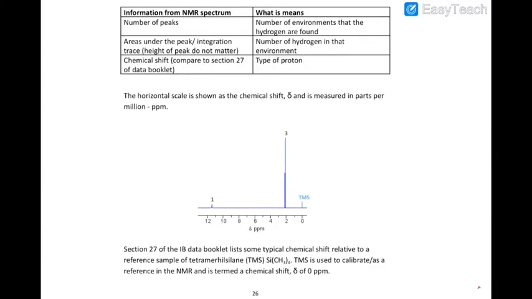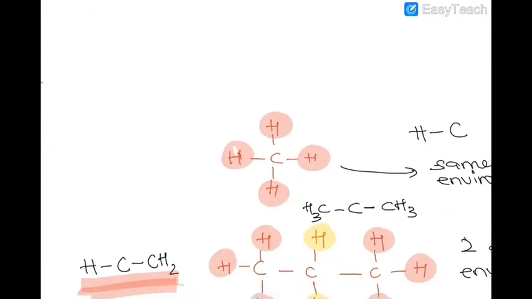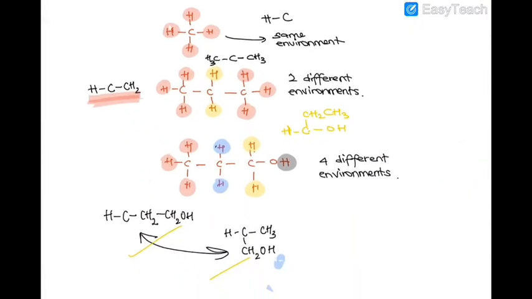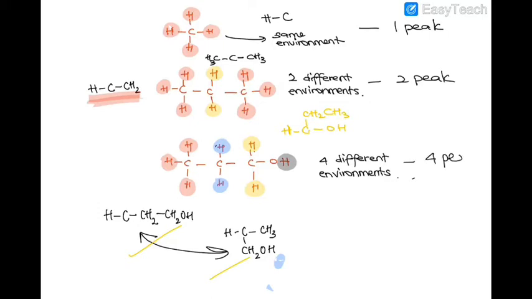So the HNMR gives us several pieces of information. It tells you how many different environments you have. So the number of peaks tells you how many different environments you have. For this case, if you look at CH4, you're going to see only 1 peak because there's only one environment. Here you will see 2 peaks because there's 2 different environments. Here you're going to see 4 peaks because there's 4 different environments.